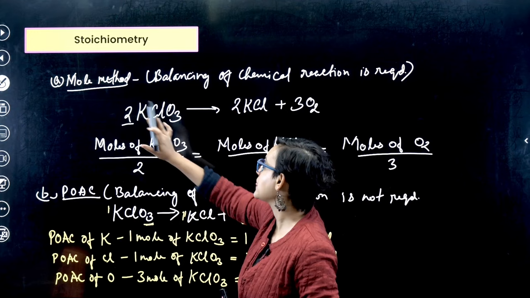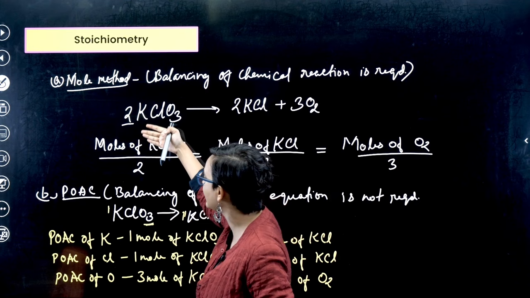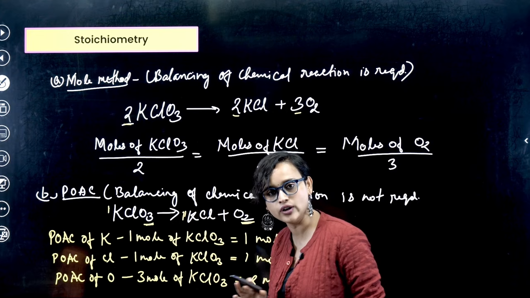Now, when you have the balanced chemical reaction, whatever is the mole of KClO3, you just have to divide it by the coefficient. Yes, coefficient, you just have to divide it. That's your mole method, okay?